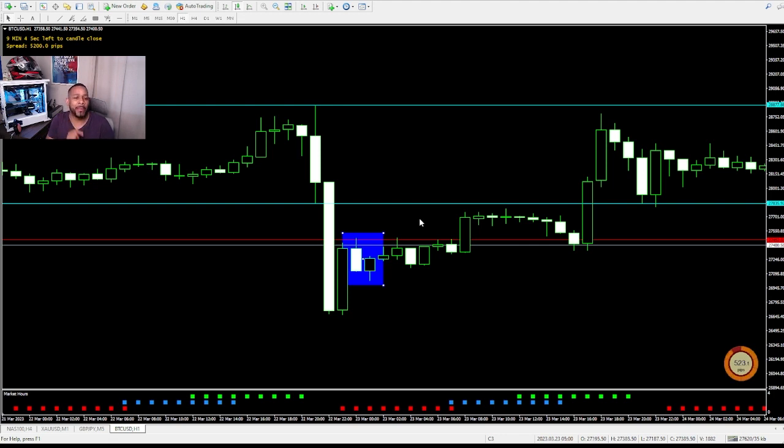And I apologize, I did not go over what they call dojis. Dojis are where price has gone up and down, and then it closes exactly where it opens. It looks a little like this, but it'll just be a line. Actually, this is a doji, right?